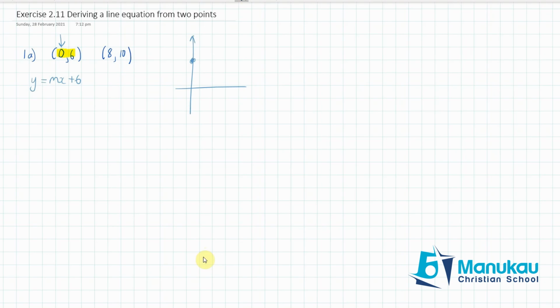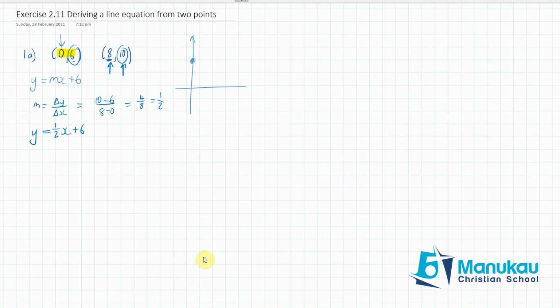So m is equal to the delta y, change in y, over delta x, change in x. Now, in this case, I'm going to go 10 minus 6, that's my change in y. And then I've got to go 8 minus 0 here. If I start with 10 here, 10 minus 6 there, then I must start with the 8 here. Okay, so that gives me 4/8 or 1/2. So my equation of the line should be y is equal to, my m is 1/2, half x plus 6.